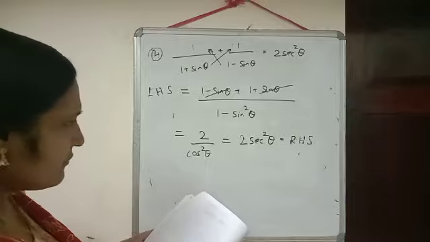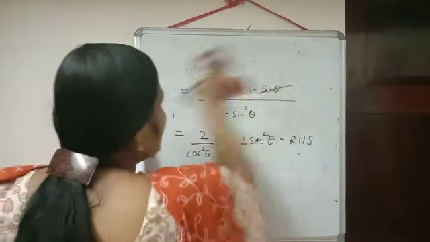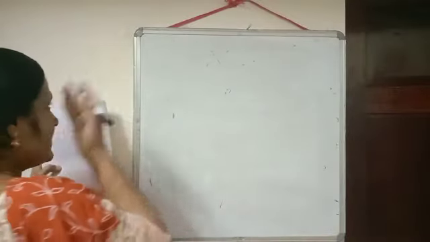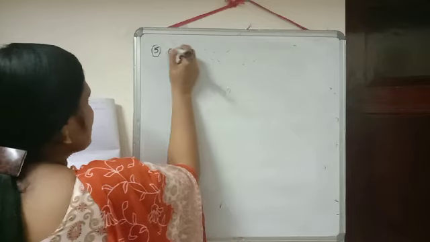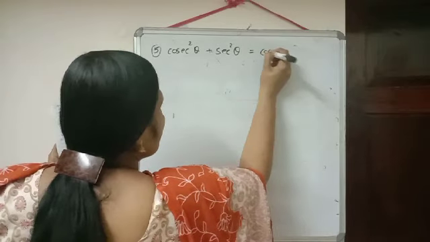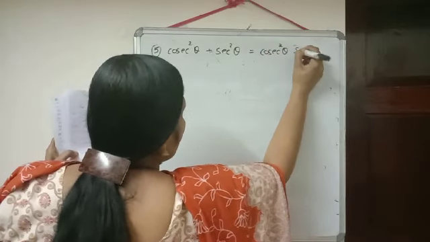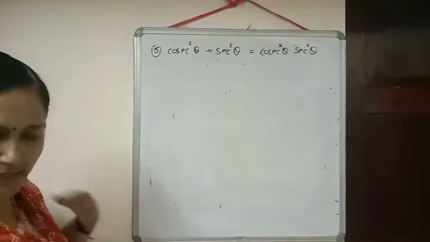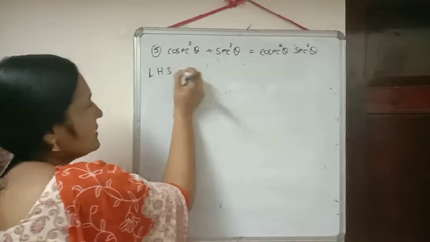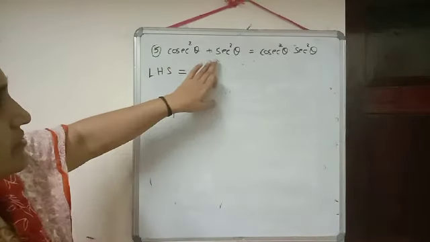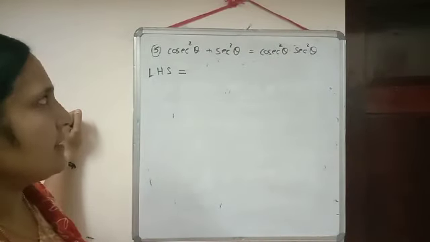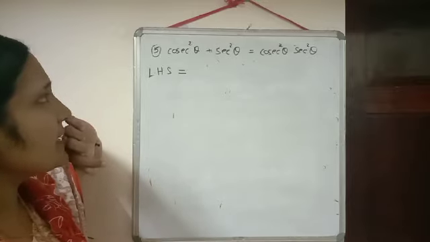Okay. Now all of you write down the 5th question. Cosec square theta plus sec square theta equal to cosec square theta into sec square theta. So left hand side is written in terms of addition, and now right hand side we have to rewrite in the form of multiplication. So again cosec square theta, how we can rewrite?